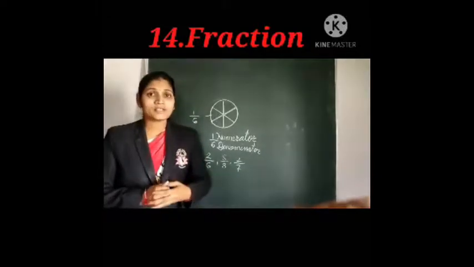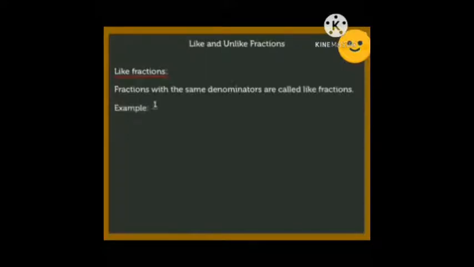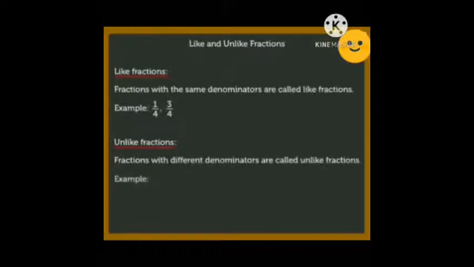So our next topic is types of fractions. Like and unlike fractions. Like fractions: fractions with the same denominators are called like fractions. For example, 1 upon 4, 3 upon 4, etc. Unlike fractions: fractions with different denominators are called unlike fractions. For example, 5 upon 8, 5 upon 3 or 2 upon 7, etc.